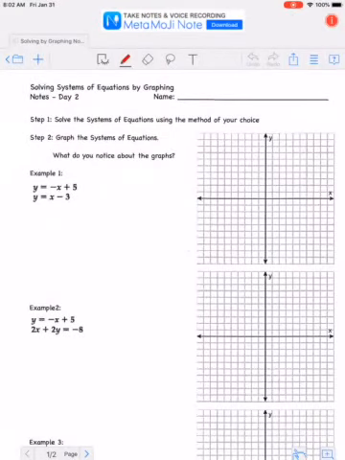Alrighty, so today we're doing day 2 of graphing systems of equations. So we're solving by graphing. Step 1 says to solve the system of equations using the method of your choice. So you can use substitution or elimination. And then you have to graph the system. And then we can say, what do we notice about the graph?